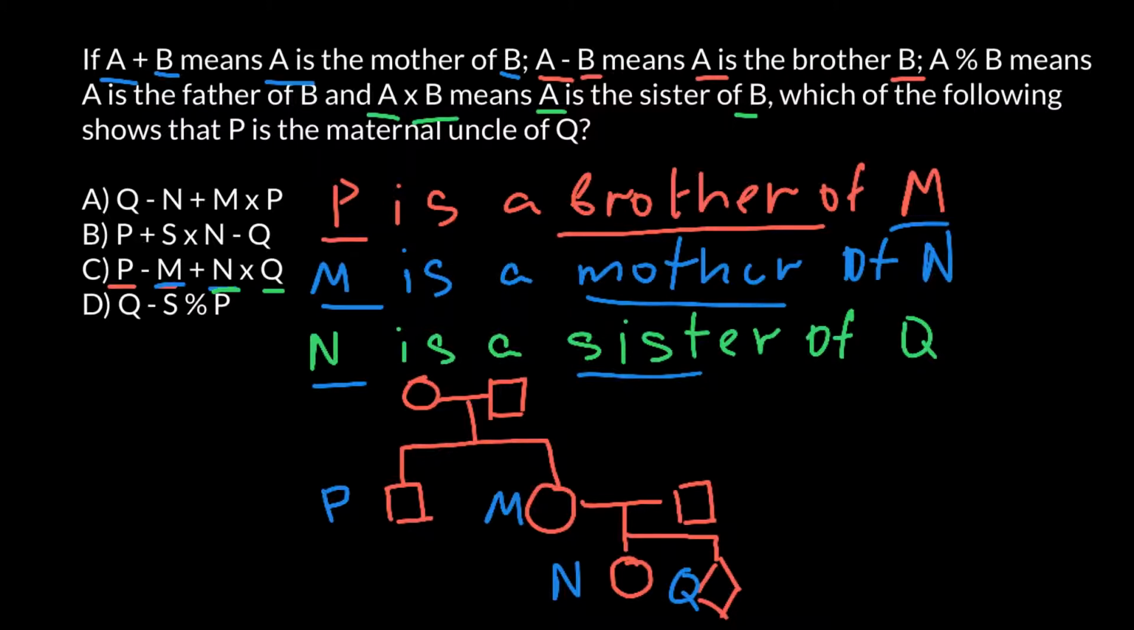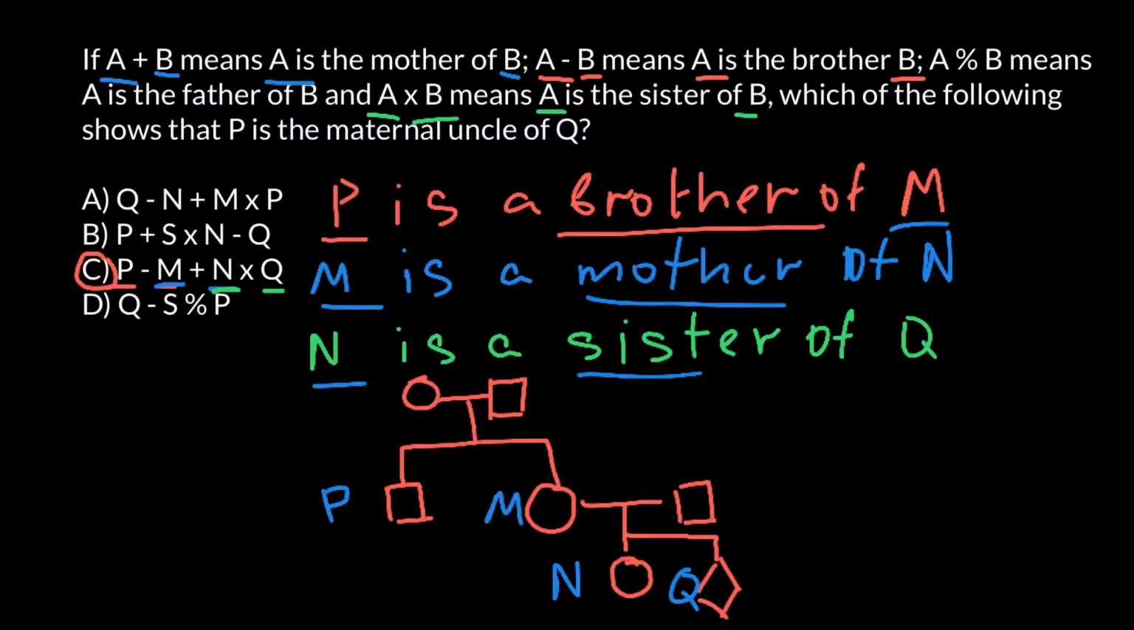Now let's analyze. Again, which of the following shows that P is the maternal uncle of Q? Here is a brother and sister who have two children. So P would be maternal uncle of both child N and child Q. P is a maternal uncle of Q. So, as you see, the correct answer is C.